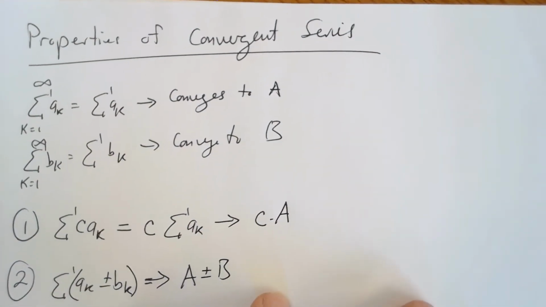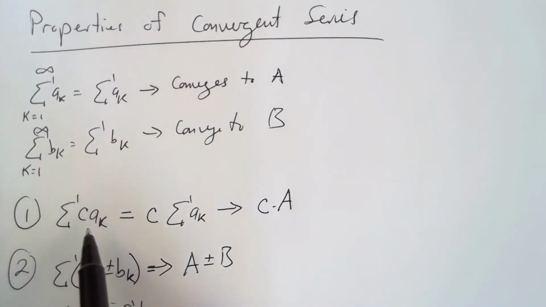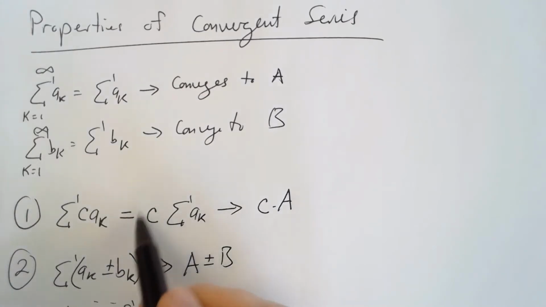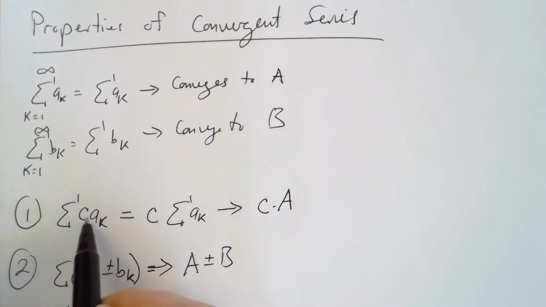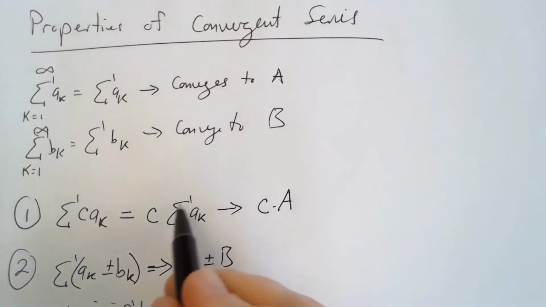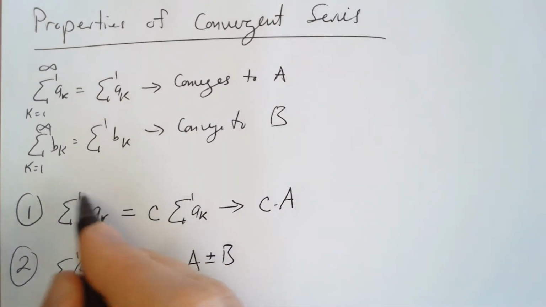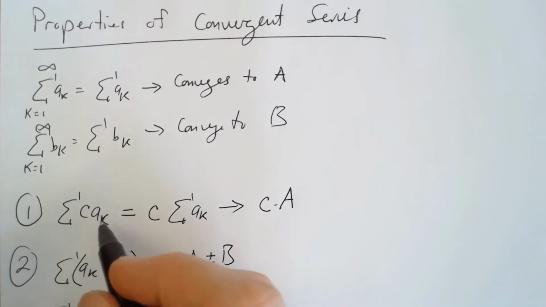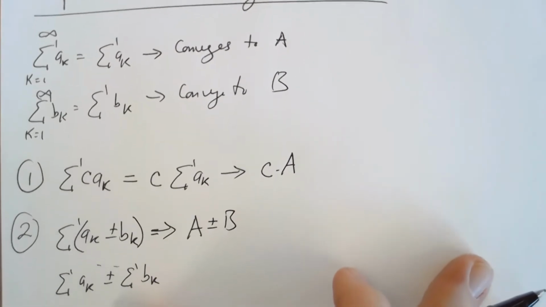Now, the first property of convergent series is that if I have some kind of constant multiplied by the entirety of the sequence inside that sum, then that constant can be pulled out. That mathematical logic should hold true: anytime I have a constant inside of a series, I can pull that constant outside of the series as long as it is being multiplied by everything inside. So if this series a sub k converges to A, then the series of C times a sub k converges to C times A, again, C being some constant.